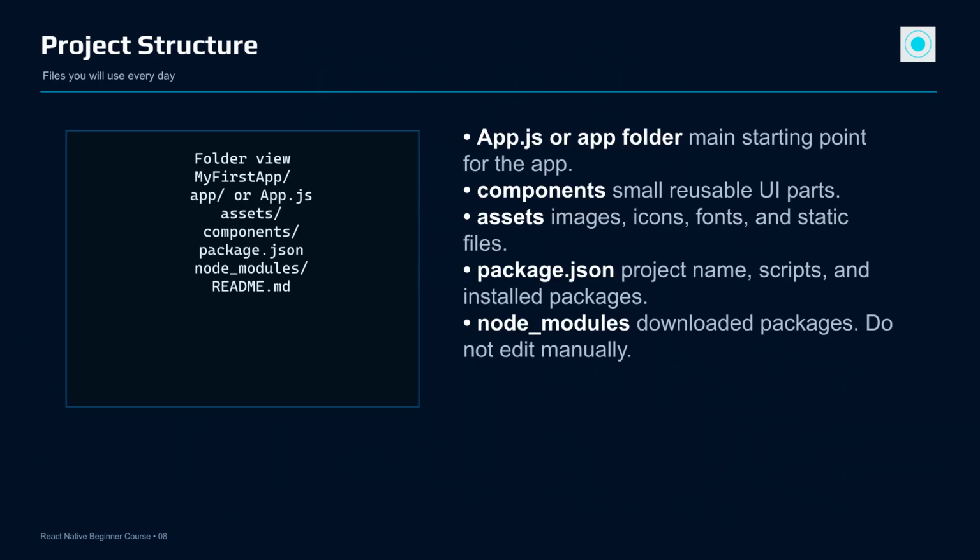Understanding your project structure is key. Your main work happens in app.js, or the app folder. You will organize UI in the components folder, and manage static assets like images in the assets directory. Keep in mind that node_modules is for downloaded packages. You should never edit these files manually.